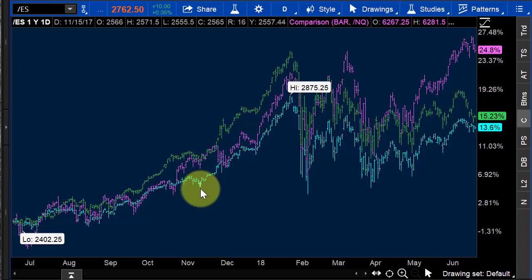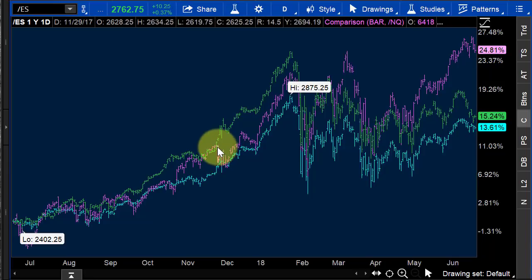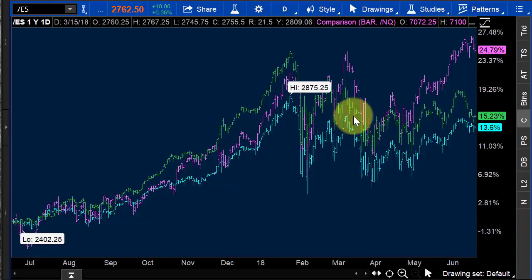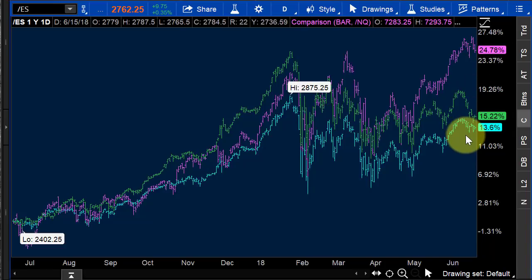NASDAQ gets expensive relative to the S&Ps. But look how it corrects itself. Comes back to a better semblance of value. When they break apart, look how they correct themselves. Right now, the NASDAQ is very expensive relative to the other two.